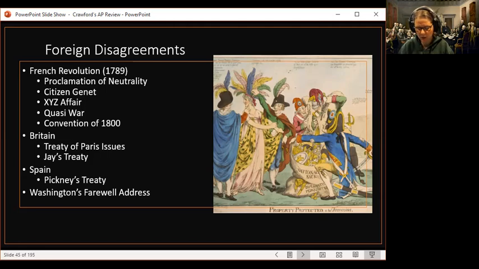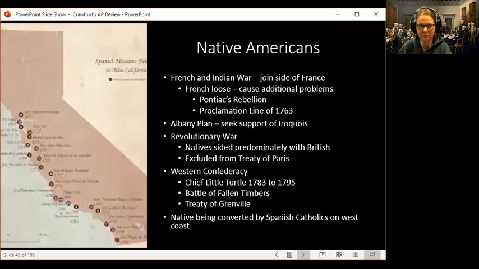And then finally, we do have Washington's farewell address. Basically, he tells the United States to stay out of all permanent alliances. That's why I have it under foreign disagreements, because he's like, we should not be involved in any of this. Do not get involved in foreign governments and foreign entanglements. And he also says, by the way, political parties are really bad. We should not have political parties in the United States. So at this point, the Democratic Republicans favor France and the Federalists favor England.